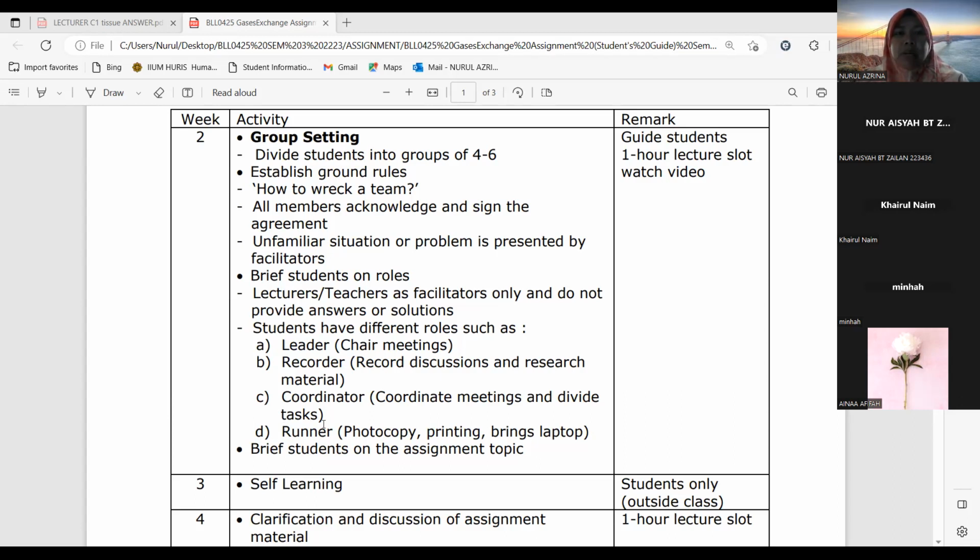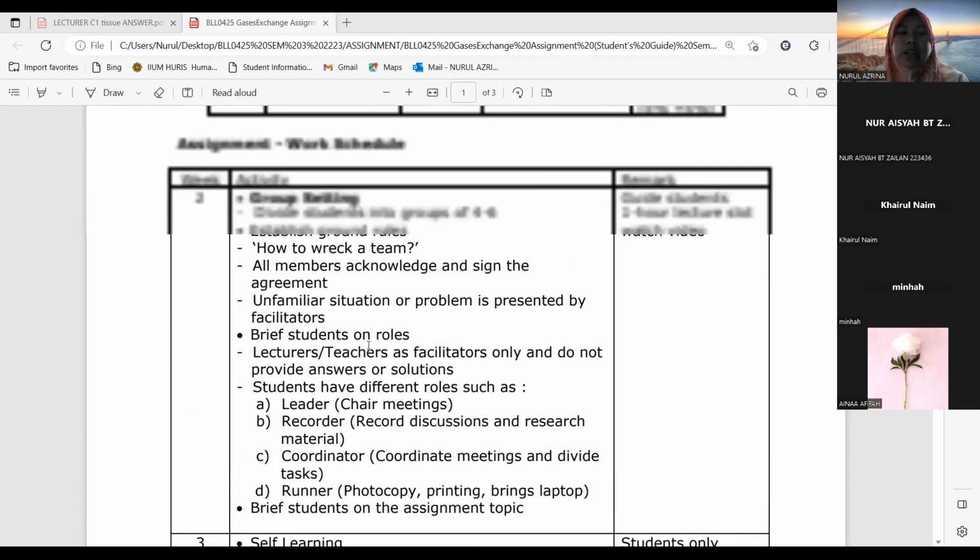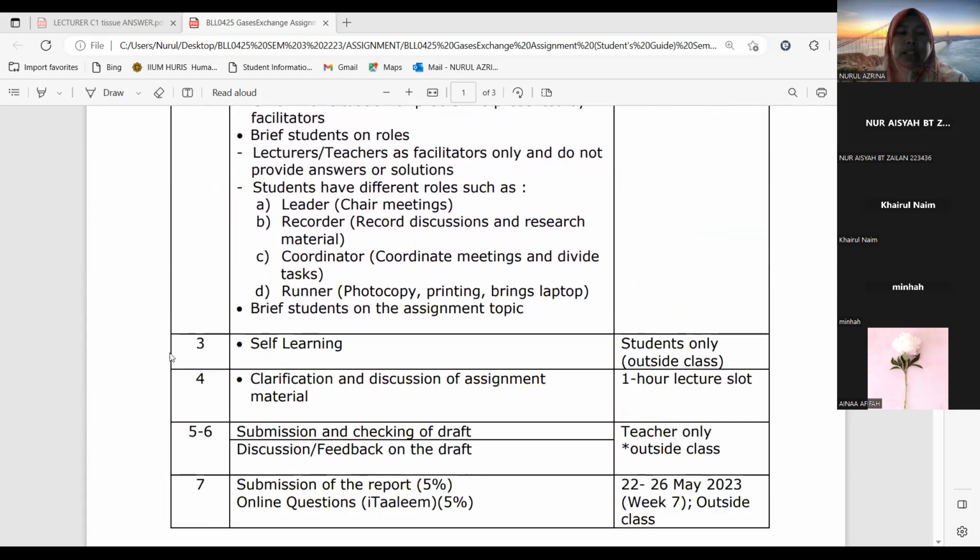So next I will explain to you what your tasks are. Okay, after this, this is what we have in week 2. In week 3 next week, you will do your self-learning. Self-learning means your own group time to discuss, to do readings, or maybe additional readings from the internet, watching videos and so on, and delegate the tasks equally, okay.